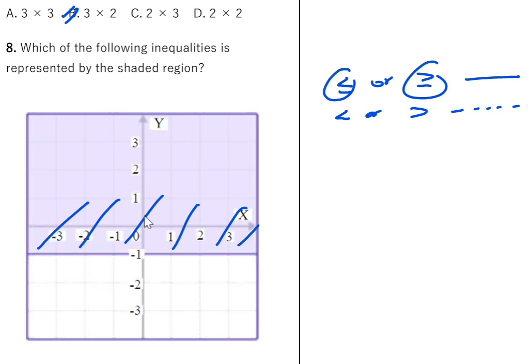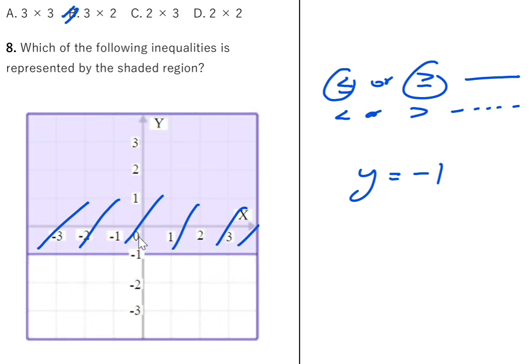So you can see the equation of this line is y equals -1, because it is cutting the y-axis at -1, and therefore the equation of the line is y equals -1. The next step is to see: they have shaded the upper side. This means that this is the unwanted side, and therefore this is the wanted side.